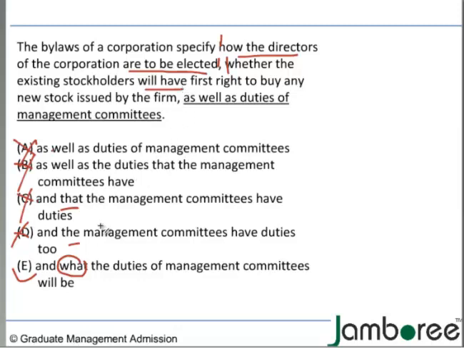Now one way we could have done this is to read all the options and see which one has a future tense, because tense-wise also they have to be parallel. "And that the managements have duties." Now "have duties" is present, it's not future. "The management committees have duties," again it's not future. Read option E. "What the duties of management committees will be" is future, right?